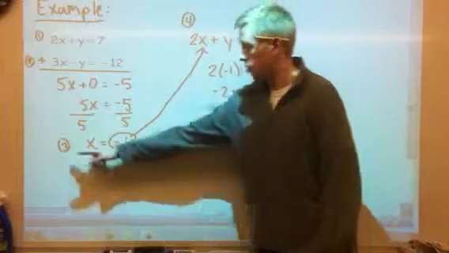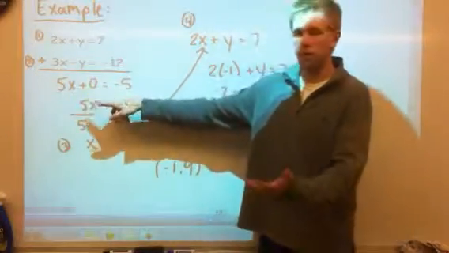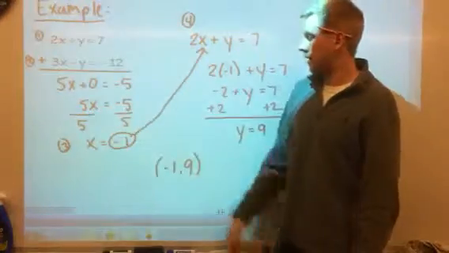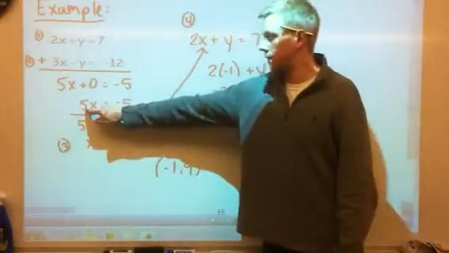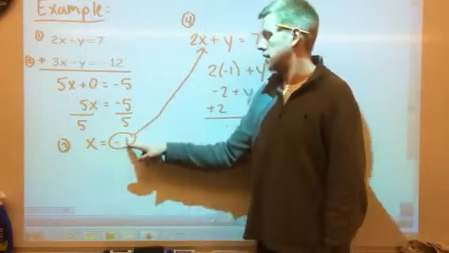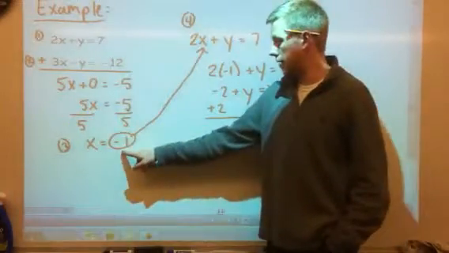Then we need to solve for that remaining variable, which was x. So 5x plus 0, I don't have to write anything for 0, so we bring down 5x equal to negative 5. Divide by the 5 in front of my x to get x equal to negative 1. So that's my third step. I've solved for the remaining variable.